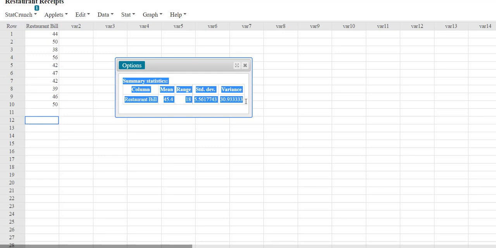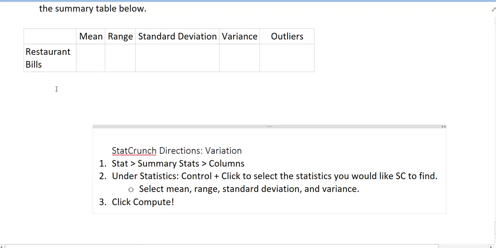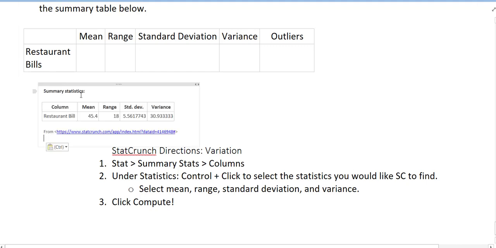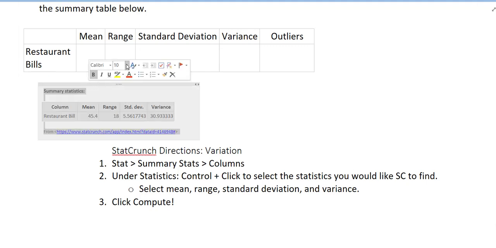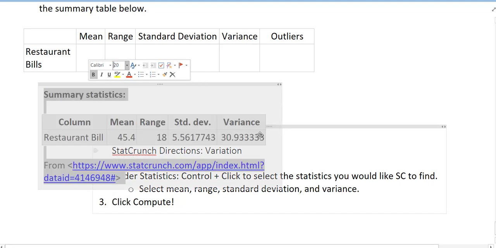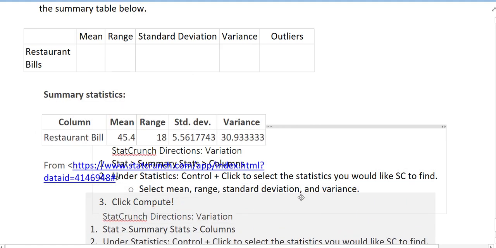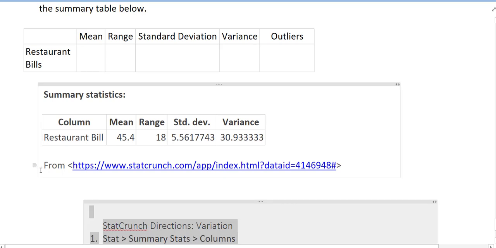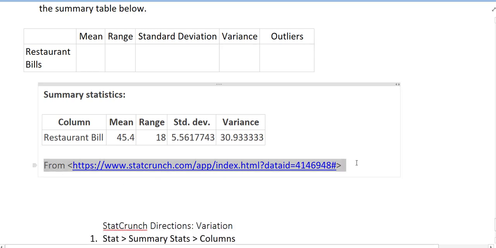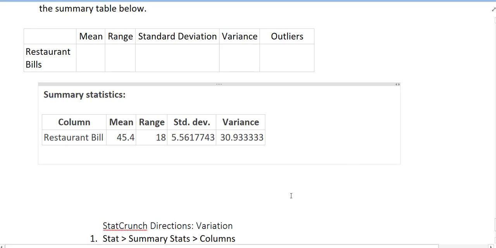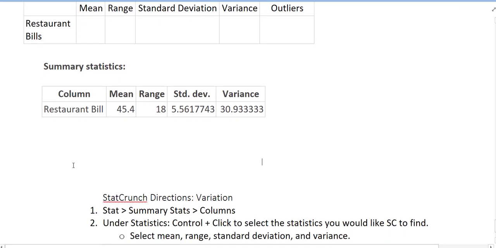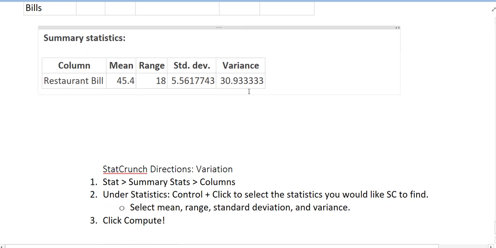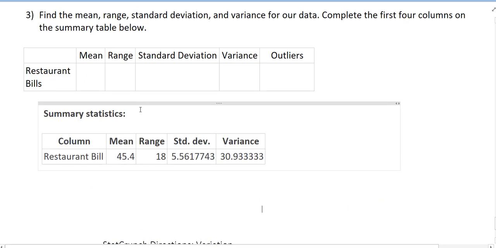So let's go ahead and copy this, and we can put it into our notes. I'm just going to insert it right there. The nice thing about StatCrunch is that it allows you to copy and paste into your notes. Oftentimes it will include the link, but if you're taking notes like I am, you can just delete that, and there you go. So there's our mean, range, standard deviation, and the variance.